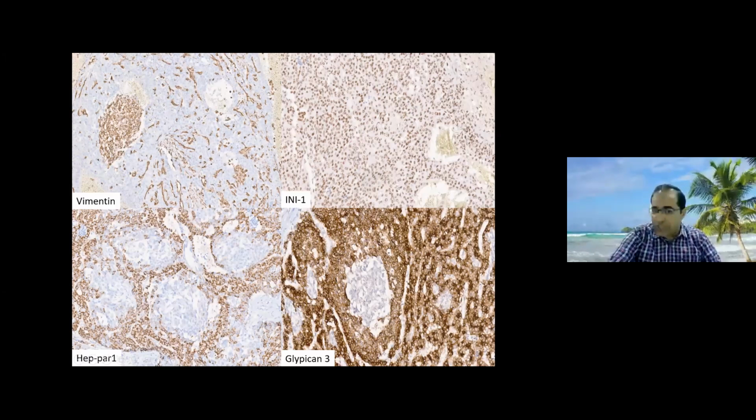So they are positive for vimentin. This is vimentin. This small cell cluster, they can easily be mixed. So vimentin, they are positive. This is INI1. So the tumor which I showed you is INI1 positive. So it's not a part of rhabdoid tumor, it's a part of hepatoblastoma only. They will show loss of heparin and glypican. That's how you can confirm that we are dealing with small cell undifferentiated pattern in hepatoblastoma.